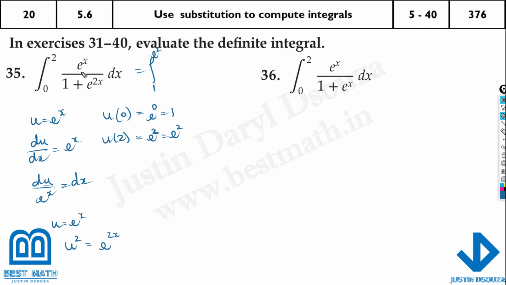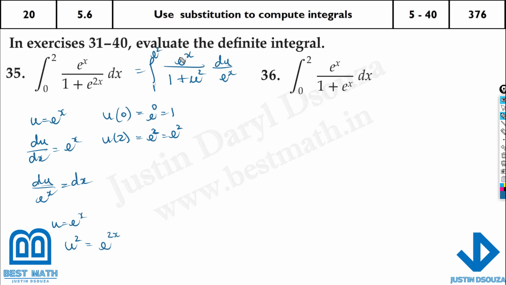What is this e to the power x? Let's write it just like that. Don't put it as u, because our goal is to cancel this off, and we have this as u to the power 2, whereas this will be du by e to the power x. But if you put this as u, then again put u and then it cancels off.